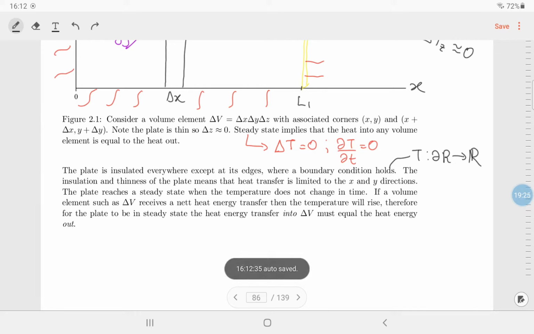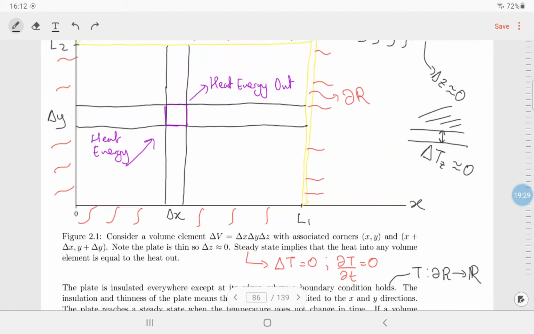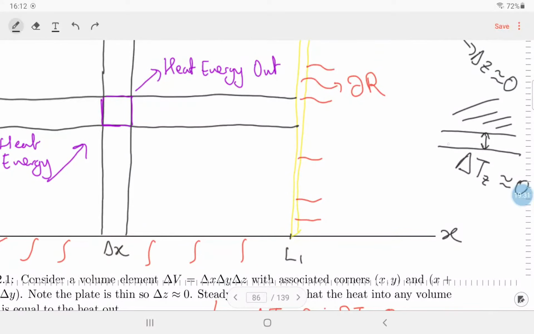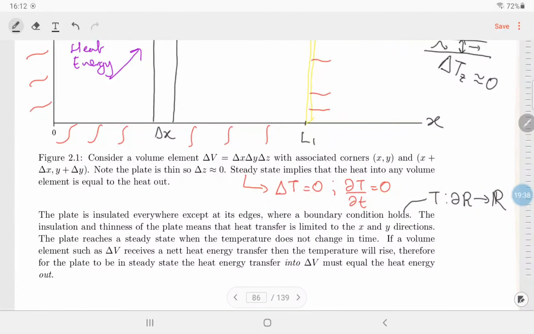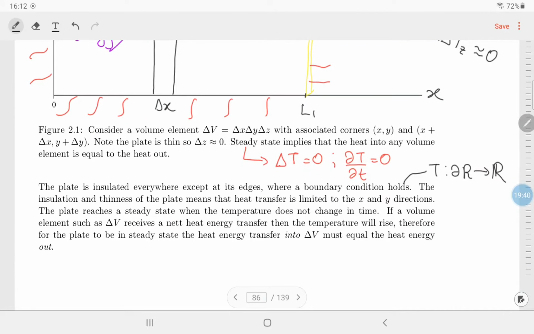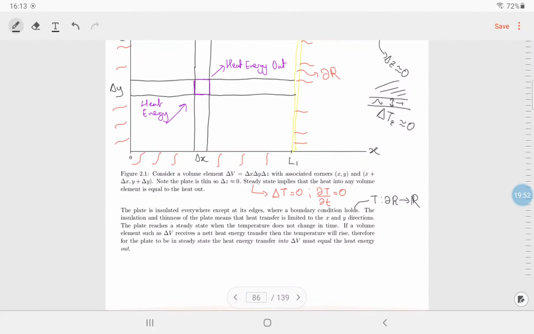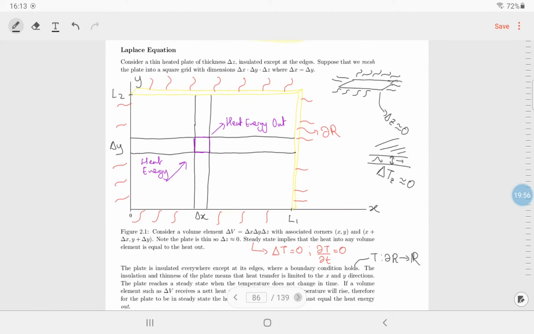The insulation and thinness of the plate means that the heat transfer is limited to the x and y directions. So that's the other thing, it's so thin that the heat doesn't really go up and down or anything like that. It just flows in two dimensions. The plate reaches a steady state when the temperature does not change. That's the thing in red. If a volume element such as delta V receives a net heat energy transfer, then the temperature will rise. Therefore, for the plate to be in steady state, the heat energy transfer in must equal the heat energy out.